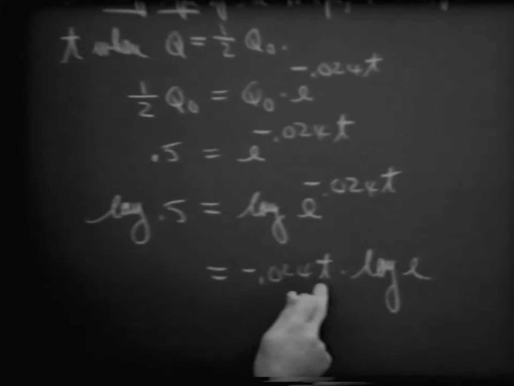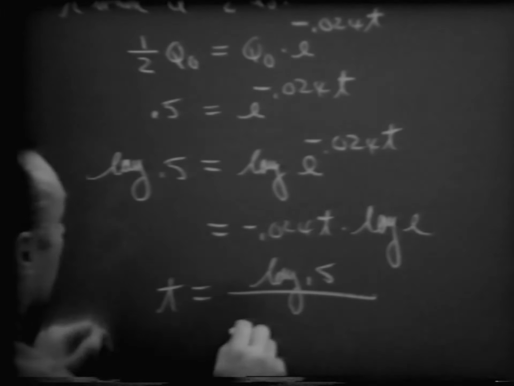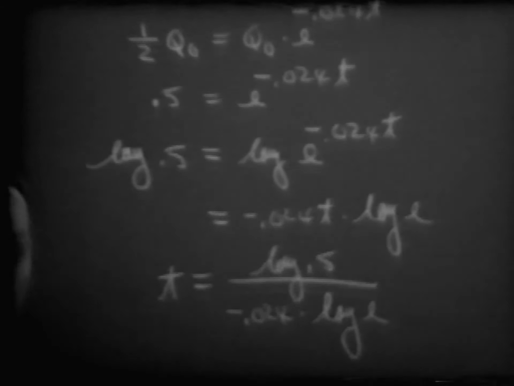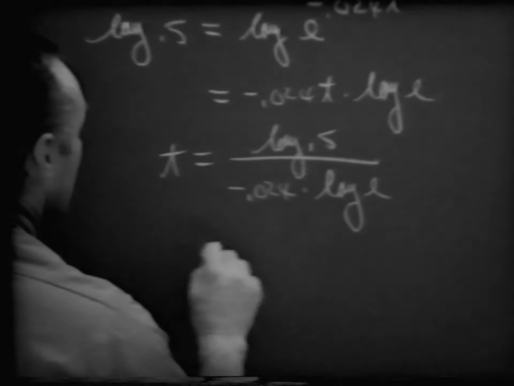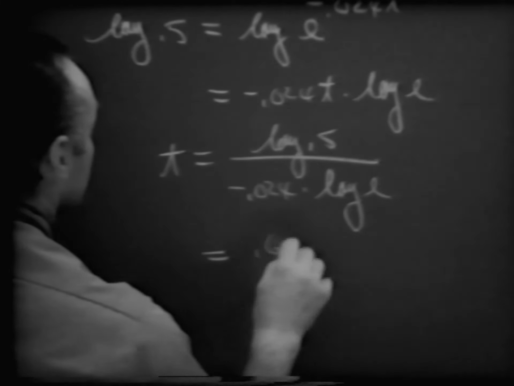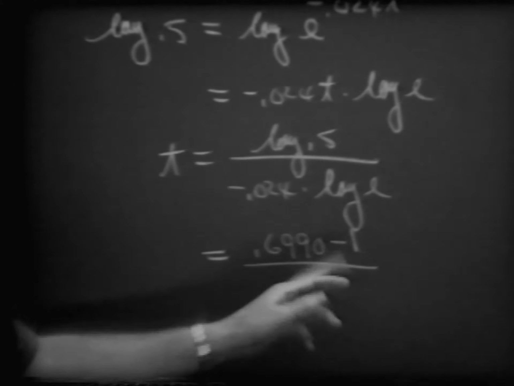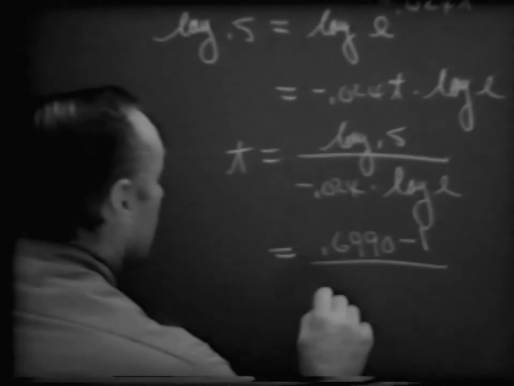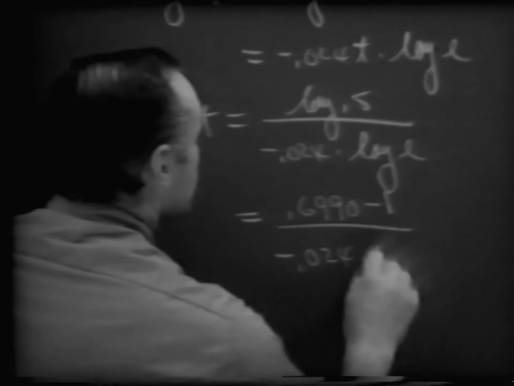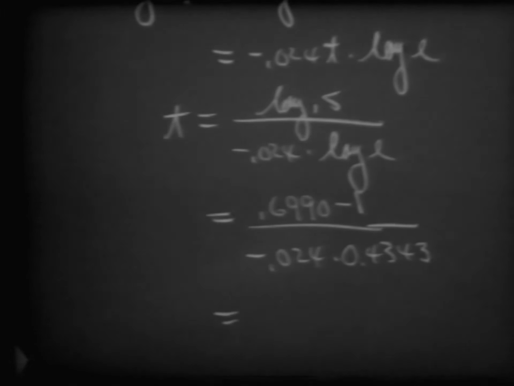Okay? Again, we're solving for t. Therefore, t is going to be equal to the log of 0.5 divided by negative 0.04 times the logarithm of e. Is that right? Now, these are just numbers. Let's think of these as numbers. And the log of 0.5 I have already computed, and it turns out to be 0.6990 minus 1. And for the first time, I'm going to treat this as a positive number minus a number. Let's continue in the next step here in the denominator. Times the logarithm of e, I have already computed as 0.4343.